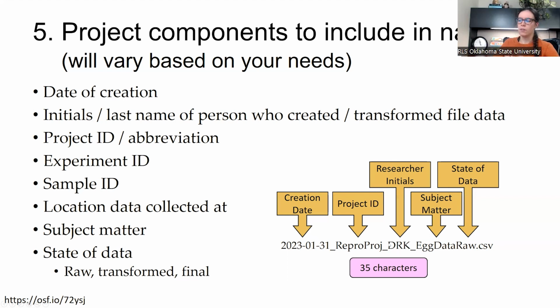And if this is a collaborative project, it might make sense for me to include my initials. So if someone else creates a similar file on the same day, we can distinguish which file is the one I created and which is the file one of my collaborators created. I might also choose to include the subject matter of this data set. So in this instance, it would be a file with some kind of egg data in it. And then I also opted to include the state of the data. So this is my raw, untransformed data. And over time, I might get a similar file that instead is labeled transformed or cleaned or final, so I can distinguish those different phases of my data.